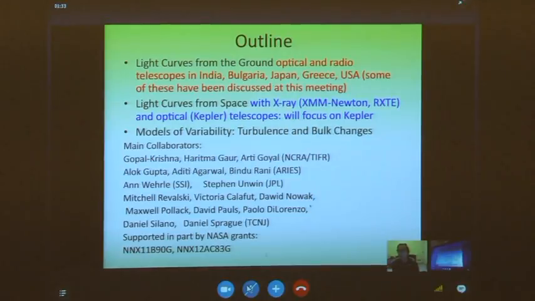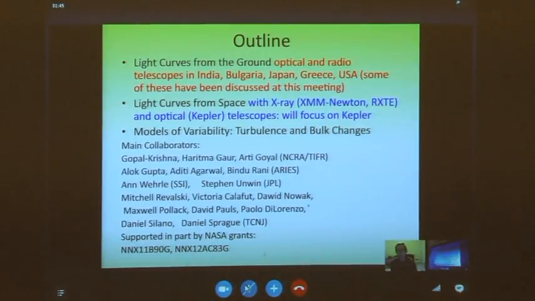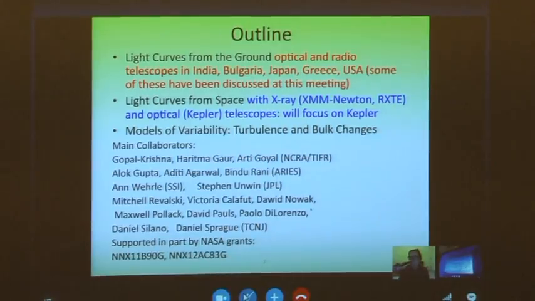What I'd like to concentrate on are some of the light curves we've taken from space, particularly those using the Kepler satellite. And then I'd like to shift and talk about models of variability that I've done with several of my students who are listed on the last few rows down below there. I'd like to focus on work that involves both turbulence within a relativistic jet and the variability produced by oscillations or fluctuations in basically the direction and velocity of flow in the jet. Okay, next slide, please.